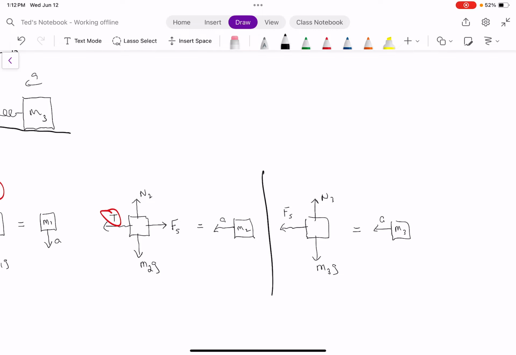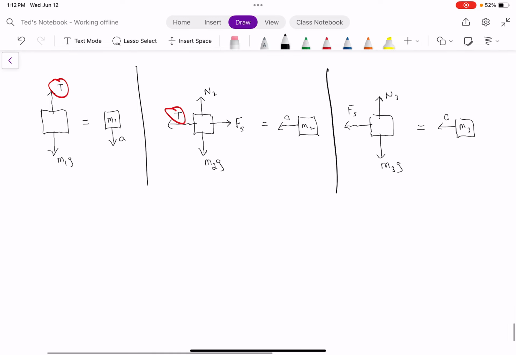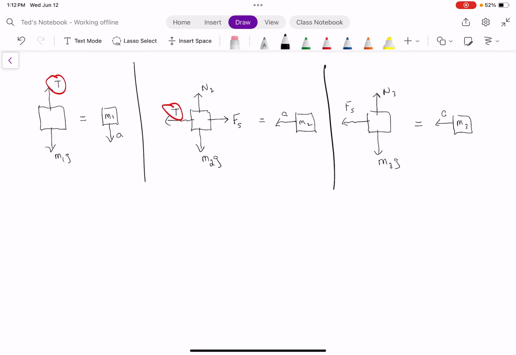Okay, now that I've got my three picture equations, each one of those can produce some mathematical equations for us. So for the first one, I'm going to make down positive. Now, why am I making down positive? Because the acceleration is down. And I always like it when my acceleration is positive. So what does that give me? That says that if I add up all of my y forces, it should equal mass times my y acceleration. So I get m1g is my positive force minus the tension is my negative force is equal to m1a.